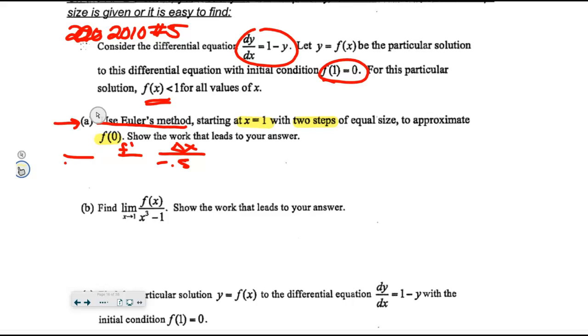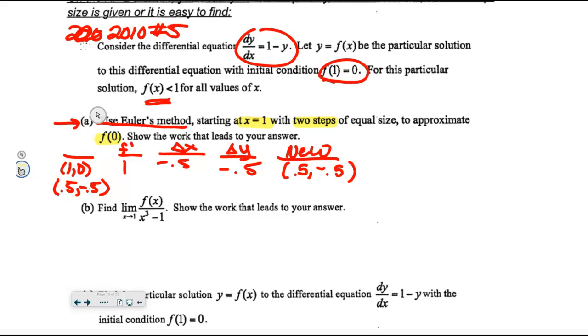Where's my point? Oh, there it is. 1, 0. I'm just letting you try these on your own so I don't have to do a ton of them. Is your first new point 0.5, negative 0.5? Yes? I get sloppy with these myself, actually. I get impatient. They're easy though, so it's nice.